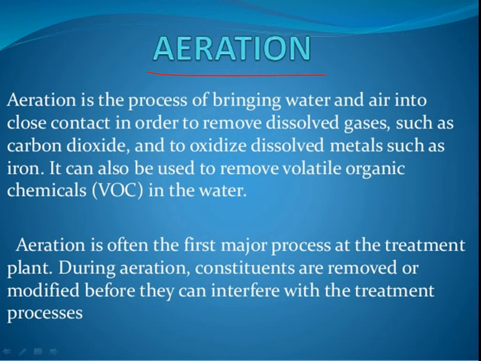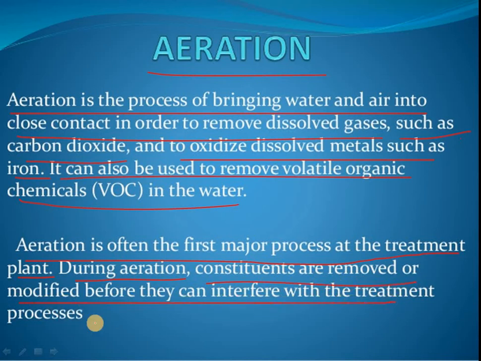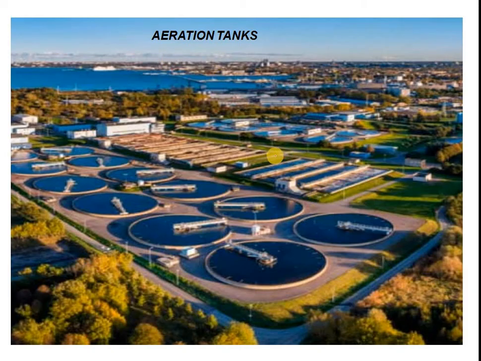So what is aeration? Aeration is the process of bringing water and air into close contact in order to remove dissolved gases such as carbon dioxide and to oxidize dissolved metals such as iron, and it can also be used to remove volatile organic chemicals (VOC) in the water. Aeration is often the first major process at the treatment plant. During aeration, constituents are removed or modified before they can interfere with the treatment processes. So these are all aeration tanks, and this is a large water treatment plant.